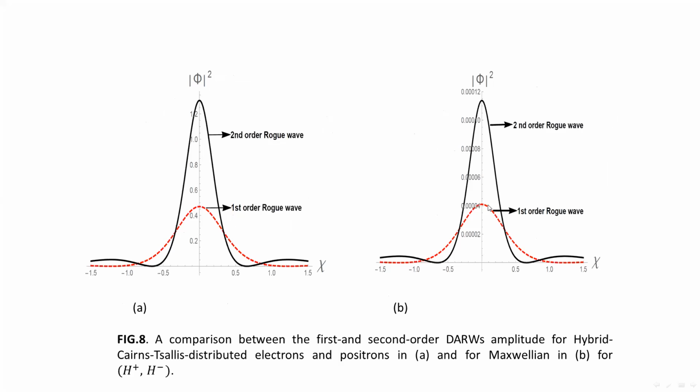Finally, we have a comparison between first and second order rogue wave solution for hybrid Kaniadakis-Thales distributed electron and for Maxwellian electron. We know that for hybrid distributed electron and positron, the amplitude is very much higher than the amplitude obtained by Maxwellian distribution. This means that Maxwellian distribution is not correct for all higher energetic particles.